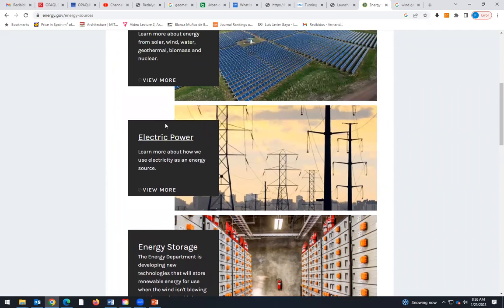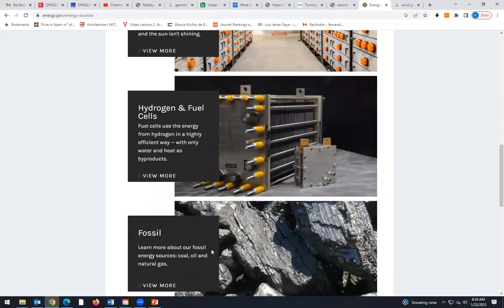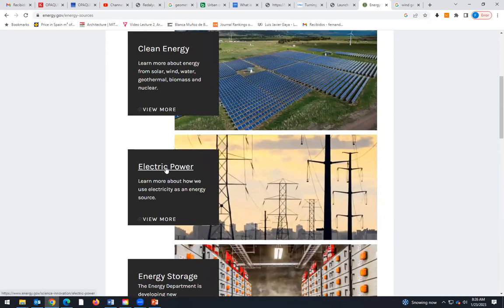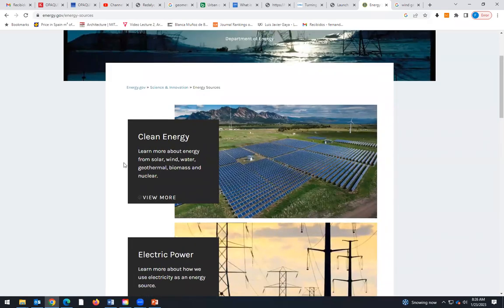We have electric power. We all know what electricity is. Electricity is great. We can apply electricity to everything. All devices that we use on a daily basis run on electricity, and we can use electricity to heat up or cool down buildings. The problem is how to generate electricity. We can generate electricity with renewable energies or by burning fossil fuels. And the problem with electric energy is that nowadays we don't have a good energy storage for electricity. And finally, we have clean energy. So what do they consider clean energy?